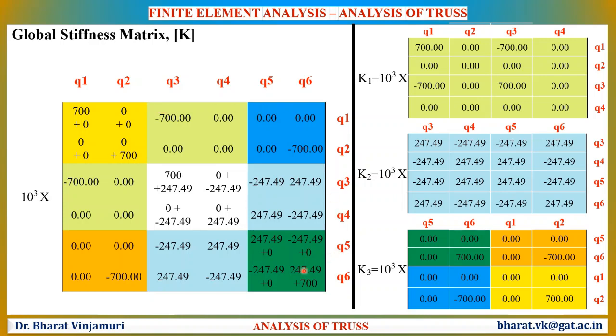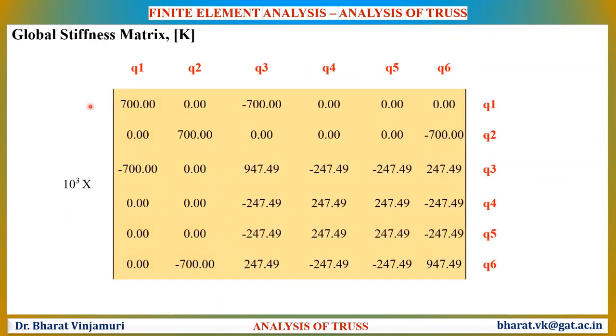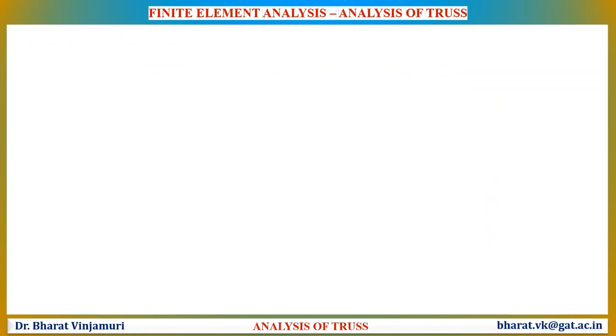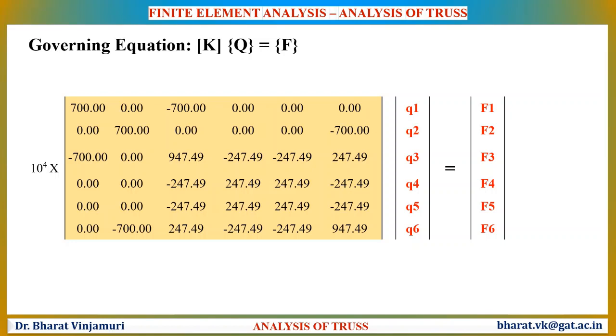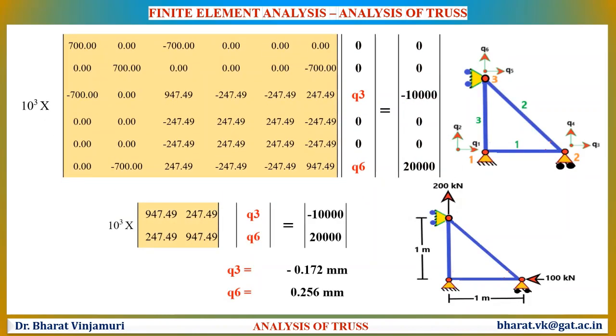Once we add these values, we will be able to obtain the overall global stiffness matrix. This will be the overall global stiffness matrix. Now we will be using this matrix to determine the unknown displacements. The unknown displacements can be determined by substituting the stiffness matrices in the governing equation. Thus, we will have a governing equation as shown on the screen. By substituting the boundary conditions, we can start eliminating the corresponding rows and columns in the stiffness matrix.